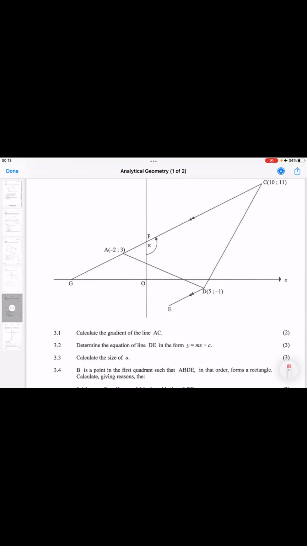So now let's see if we can work out the next question. How many marks for this question? Let me do that.